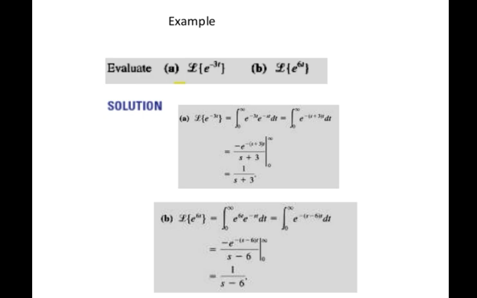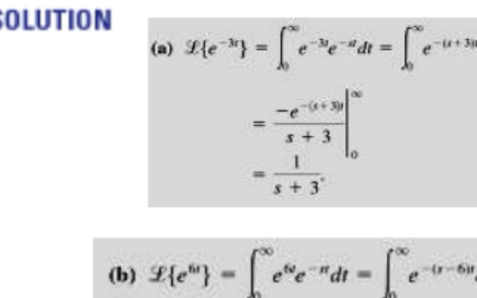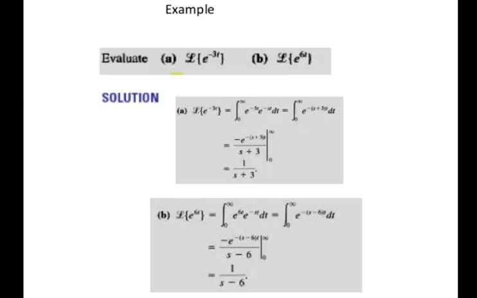Example: evaluate the Laplace of e to the power minus 3t, and second question, the Laplace of e to the power 6t. So by definition we can write the Laplace of e to the power minus 3t as e to the power minus 3t into e to the power minus st, and then after integrating we get this. Similarly, the second is 1 upon s minus 6.